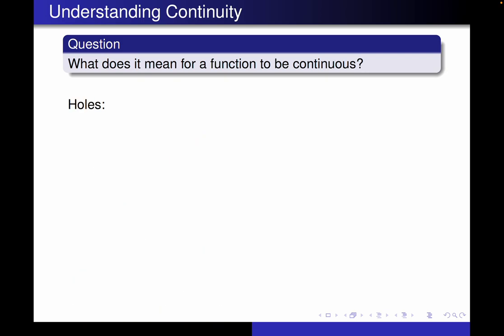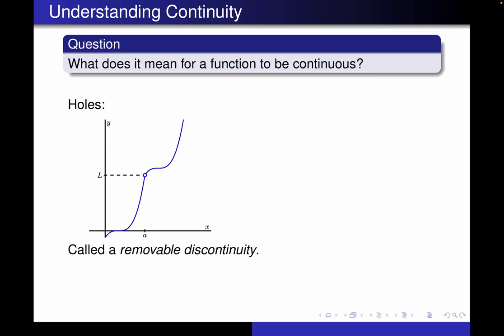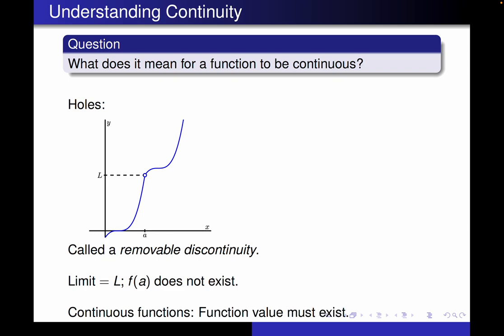So holes are another way we can have a little break in the graph. And here's an example. This is called a removable discontinuity. And in this example, we actually do have a limit L. But the function does not exist, so there's nowhere to put a point in that hole to fill it in. So the lesson that we get from this one is that if we want to have a continuous function at x equals a, the function value at x equals a must exist.